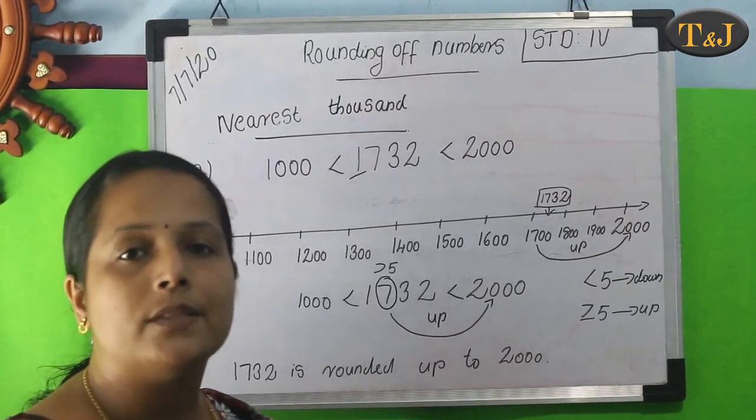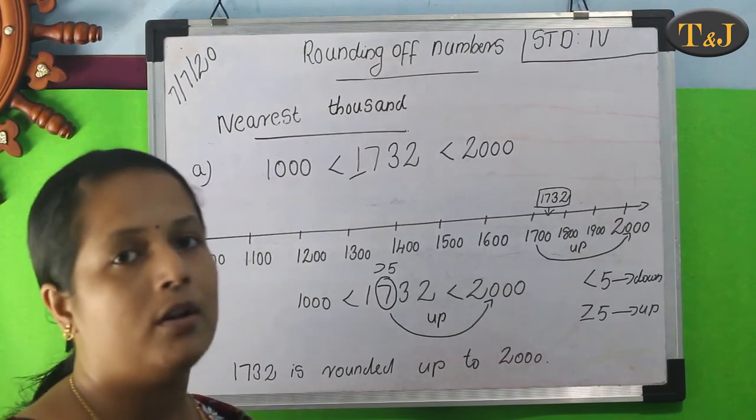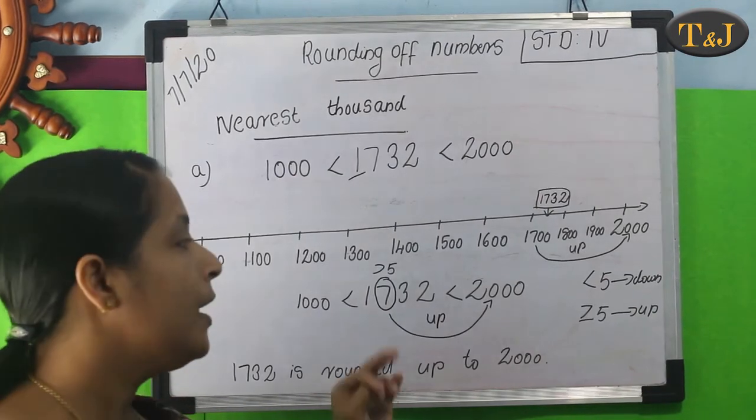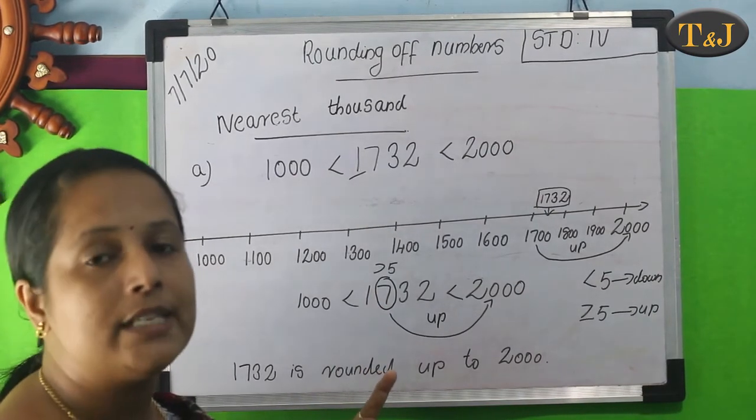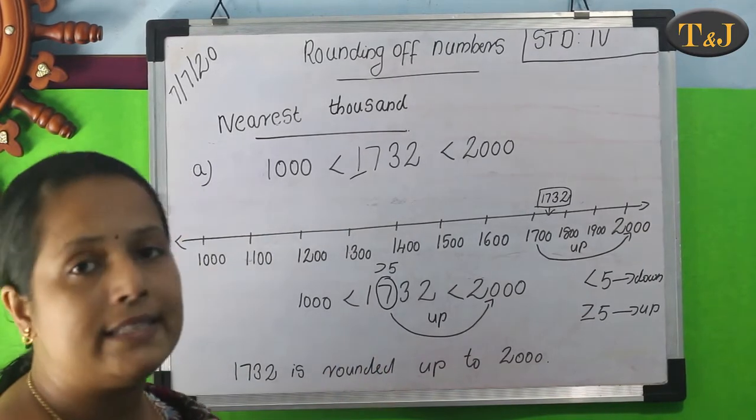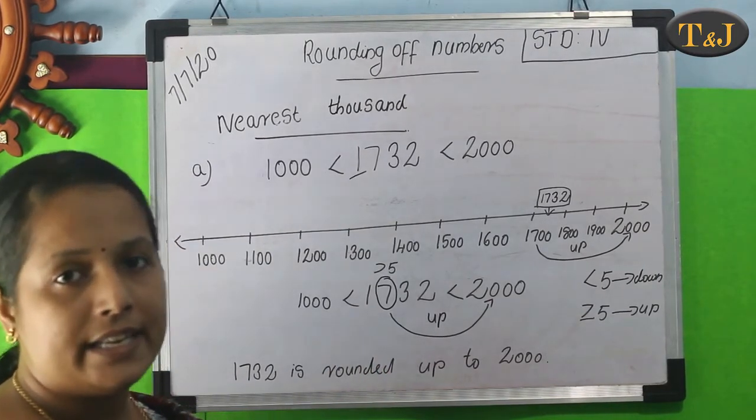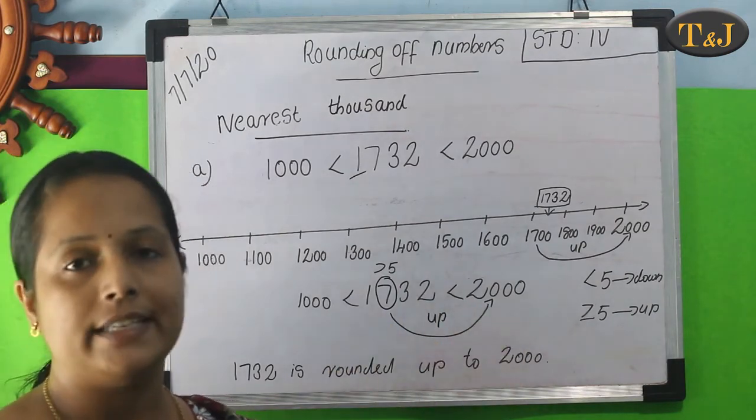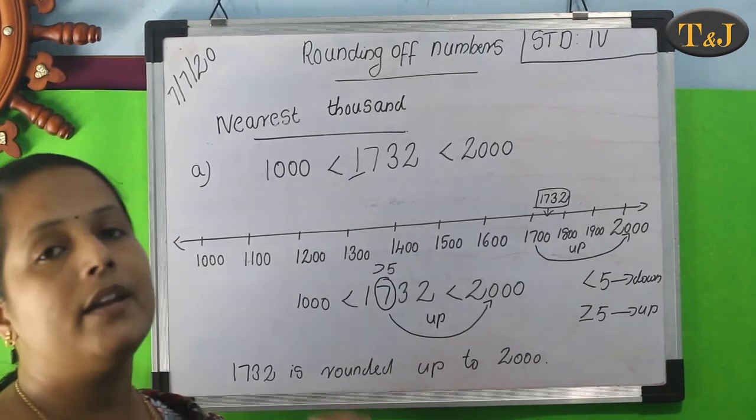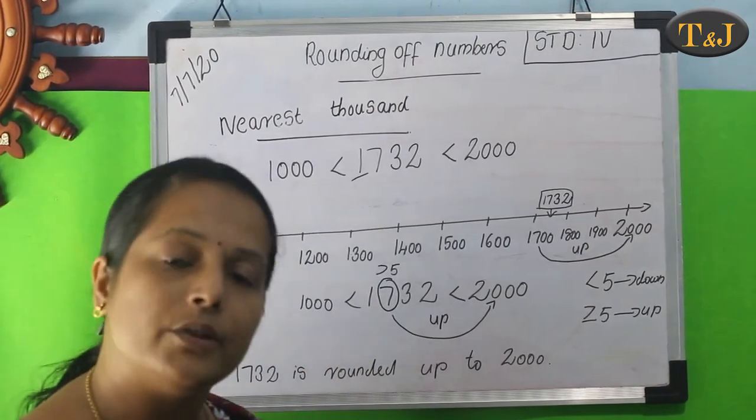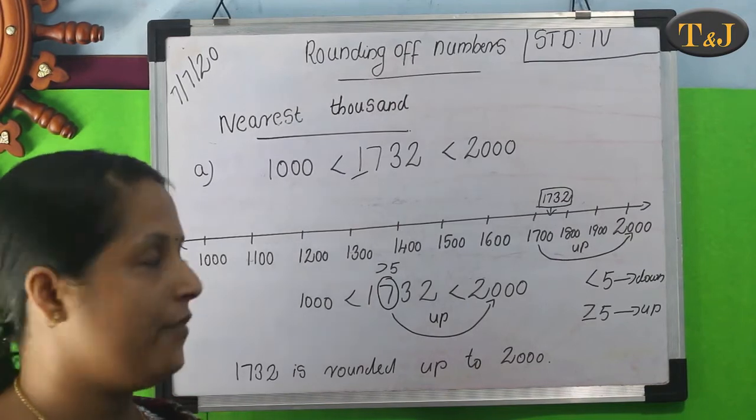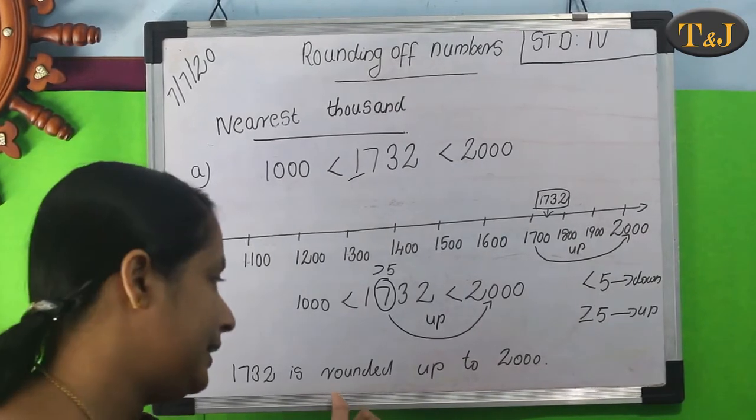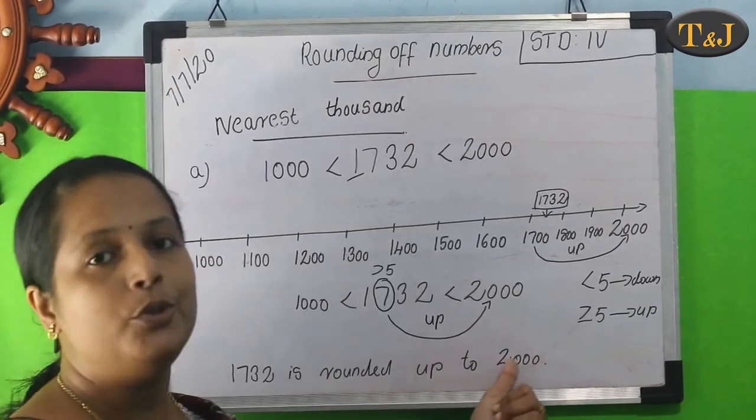Here which place value do we take? Ones? No. Then tens? No. Which place value do we take? Yes, hundreds place value. So we mark the hundreds place value. Next we look whether the hundreds place value is less than 5 or greater than 5. In our nearest condition, less than 5 is rounded down, and greater than or equal to 5 is rounded up. Here our digit is 7. Is it less than 5 or greater than 5? Yes, it is greater than 5. So it is rounded up to the next number. Therefore, 1732 is rounded up to 2000.